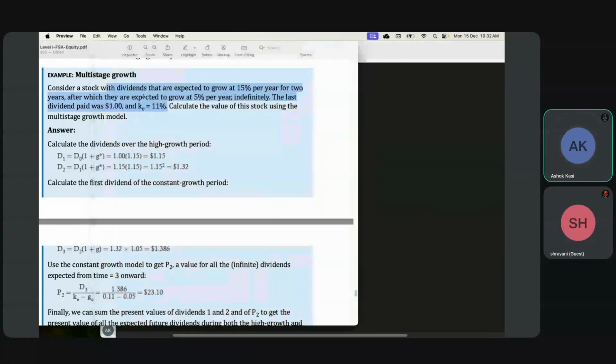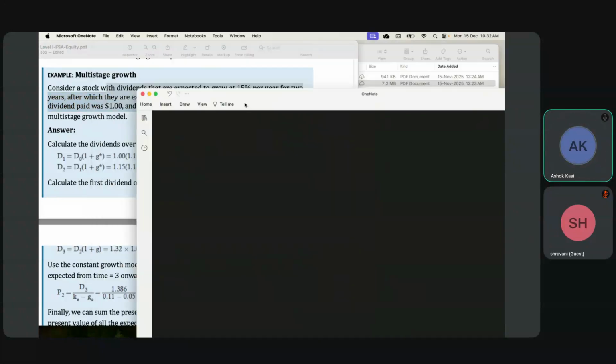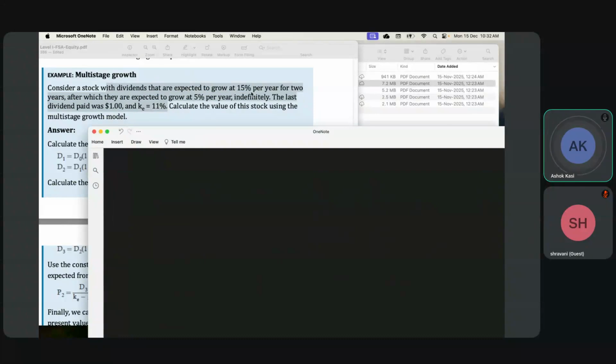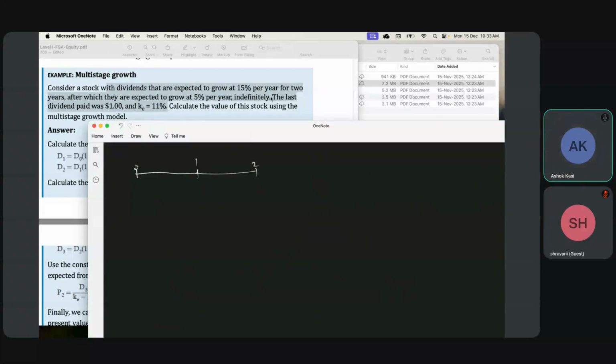Okay. So stock dividends are expected to grow at 15% per year for 2 years, after which they are expected to grow at 5% indefinitely. Right now the dividend paid is $1, growing at 15%. So that will be 1.15 into again 15%. Just calculate this.